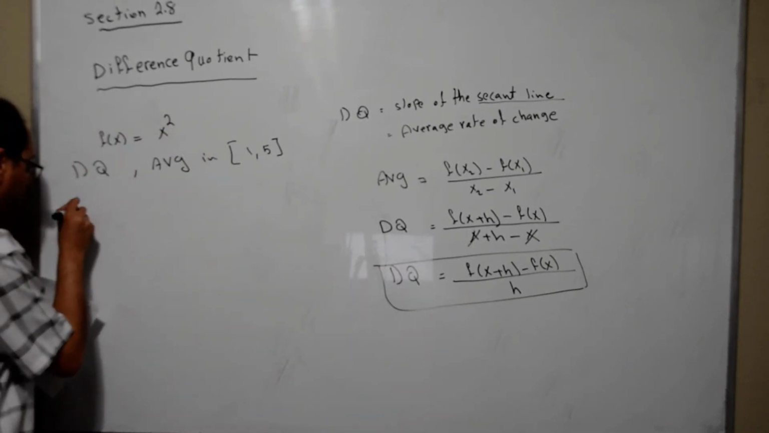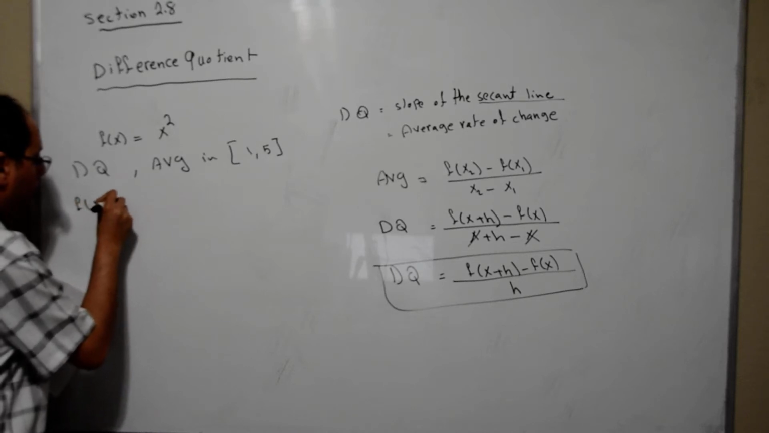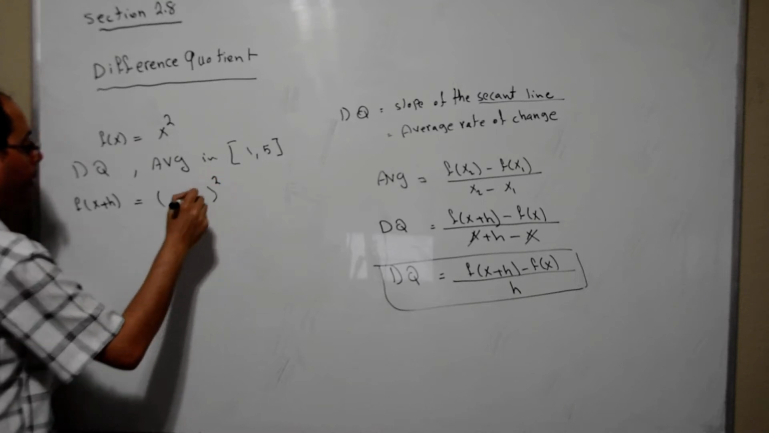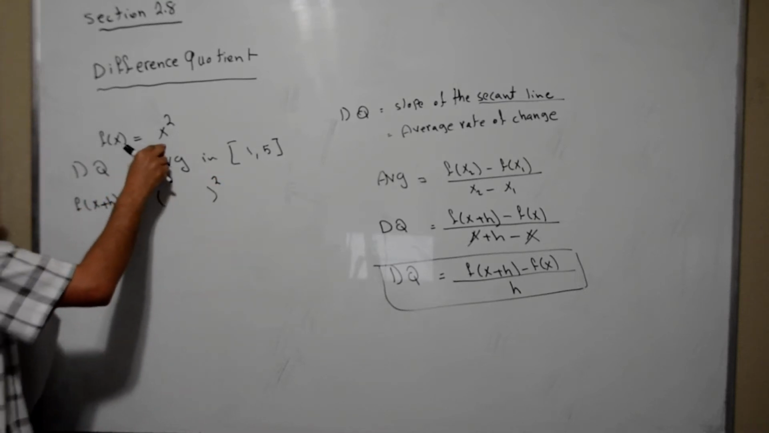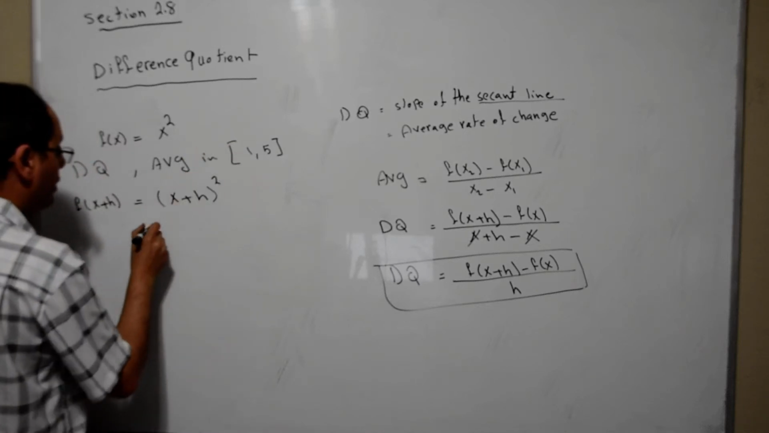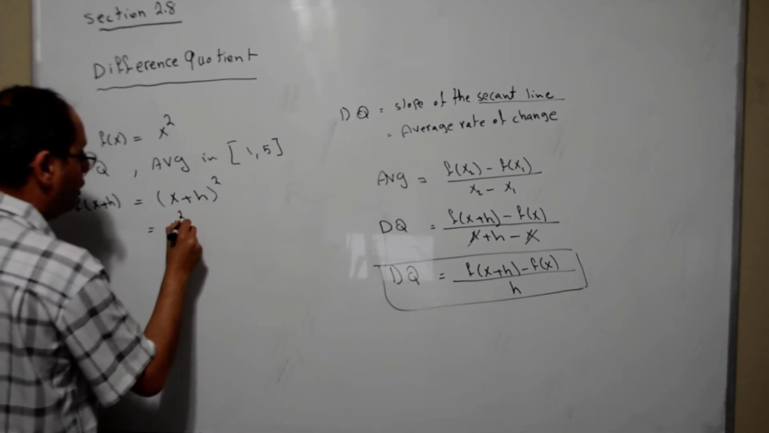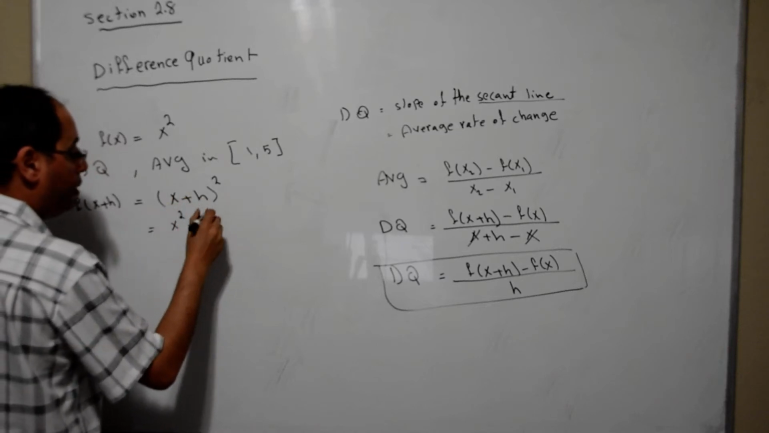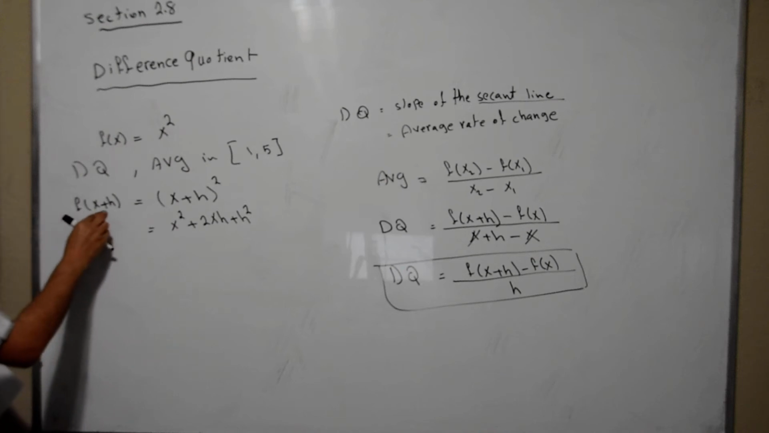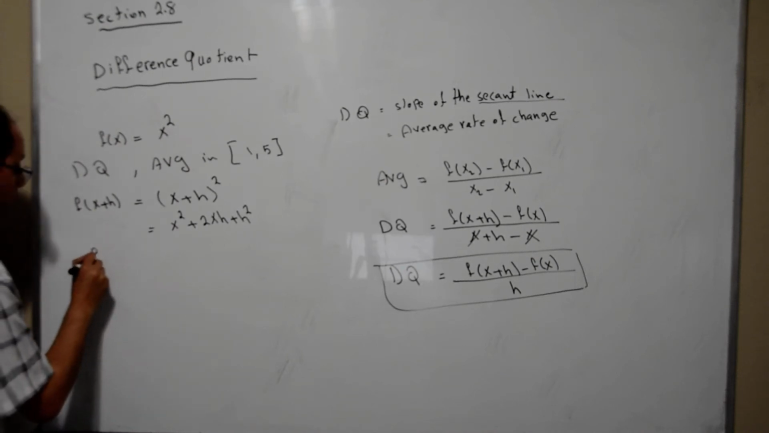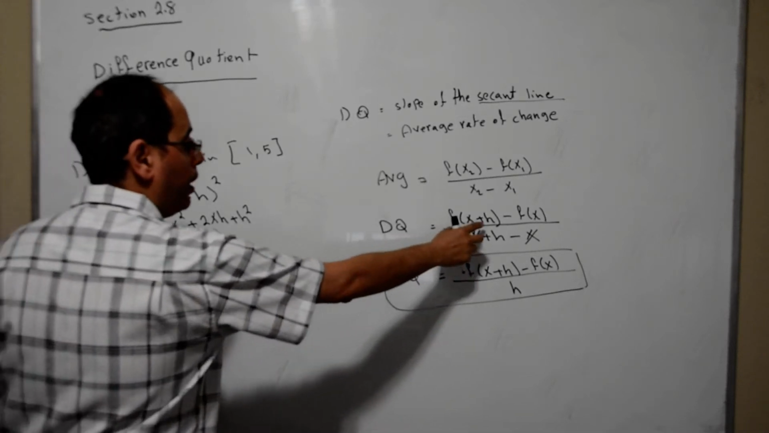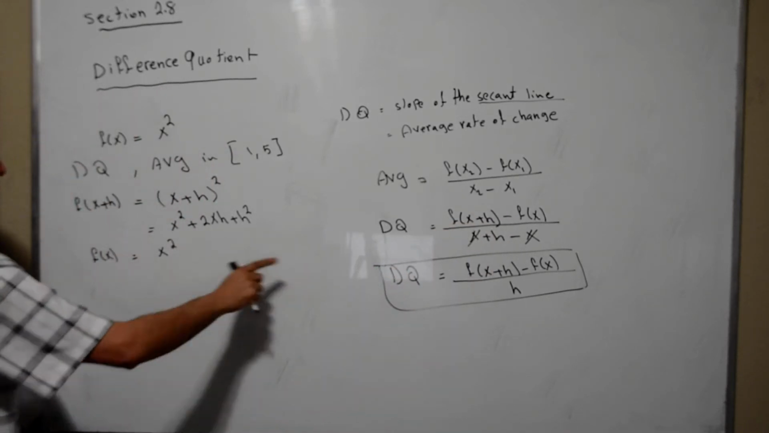So what is f of x plus h when you have the function x squared? I'm going to square the pattern, and I plug x plus h in instead of x, so I have x plus h squared. Okay, let's expand that. So I have x squared plus 2x times h plus h squared. So this is f of x plus h. And f of x is x squared. So now I'm going to apply this in the formula.